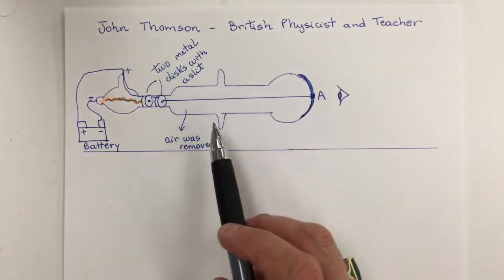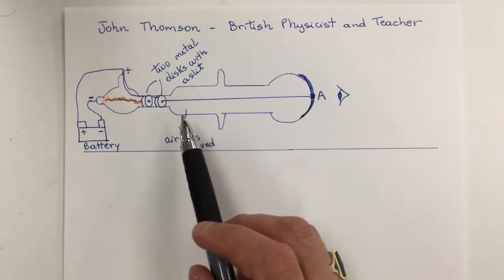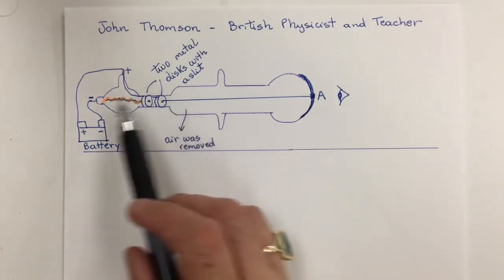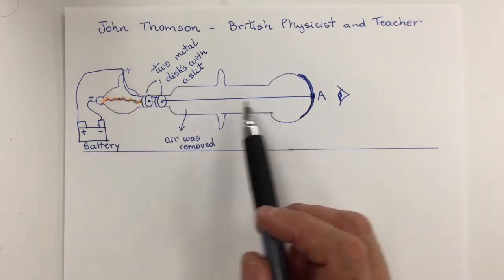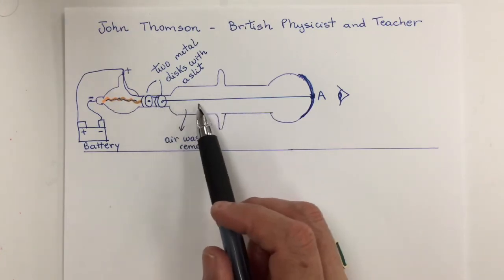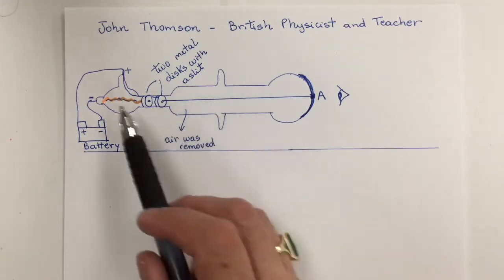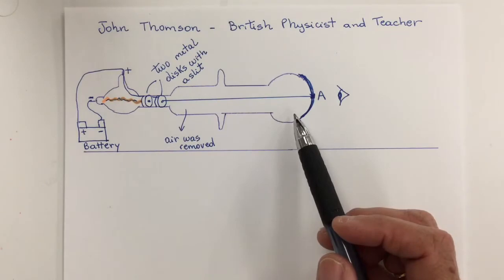One more piece of information is that before he did this experiment, he removed all the air from this tube, with the intention of preventing the ray from interacting with the air molecules in this apparatus.